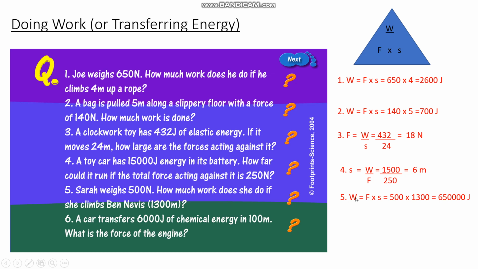Question 5, work done equals force times distance. 500 times 1300 gives you 650,000 joules. And lastly, you're asked to work out the force again, cover up the F. Work done divided by distance, 6,000 divided by 100, which gives you 60 newtons.